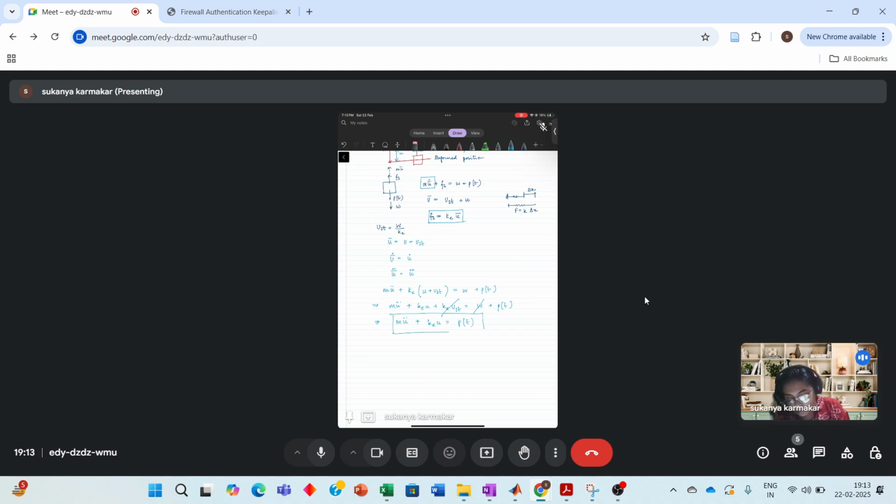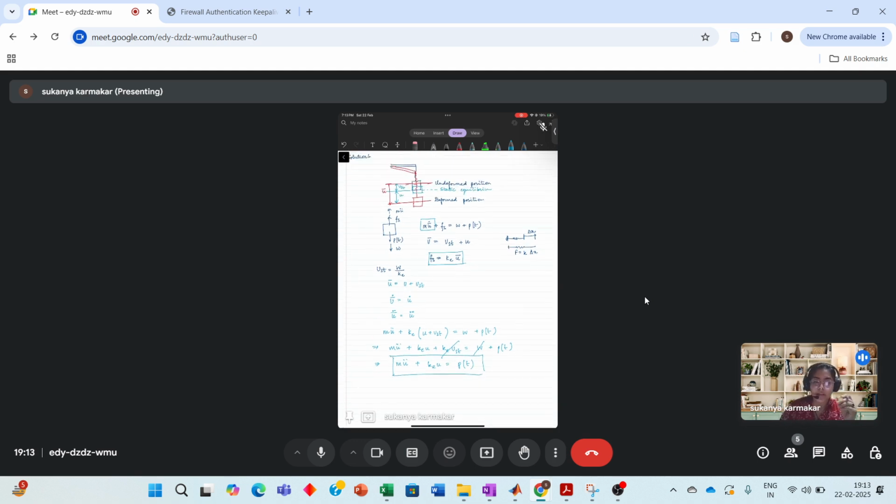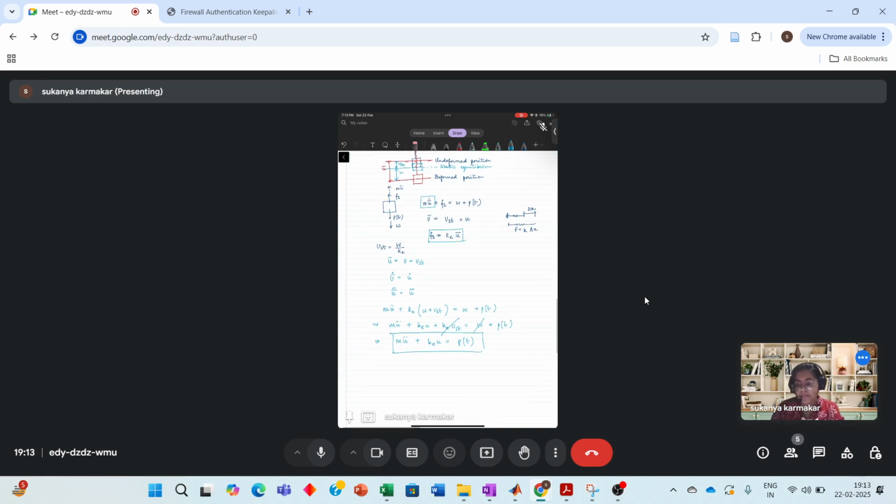So the point which I wanted to demonstrate with this is, if you write down your equation of motion with respect to the static equilibrium line, that is after considering UST separately, that is the deflection which is happening due to the weight, then you don't need to consider weight in your equation, because that just cancels.